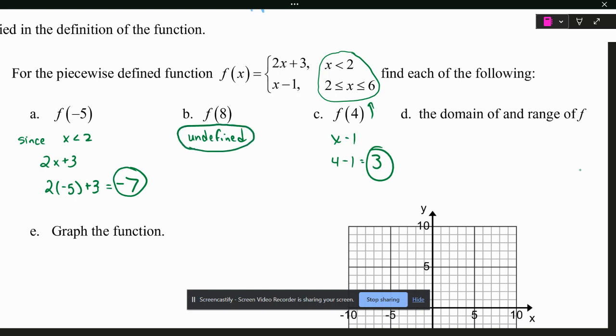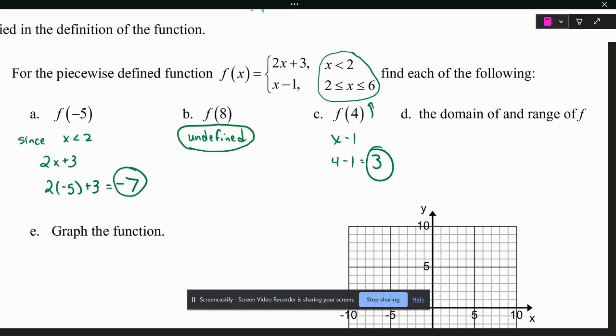Take a look and see how you did. On letter B, if you put does not exist, that's totally fine too. It's asking you for f of 8, and if you look at your domain restrictions for each of these, you really don't have one there. For 8, it only goes up to 6.